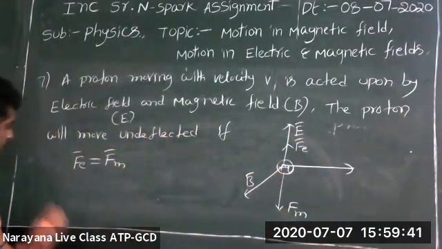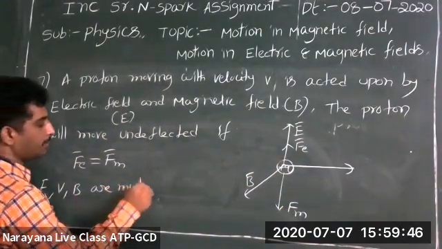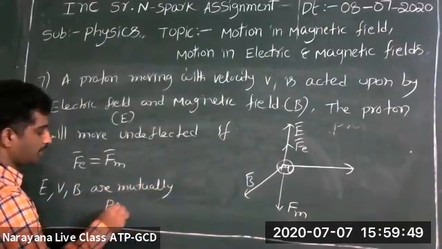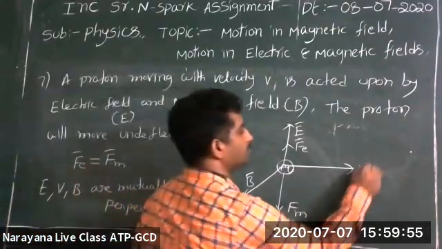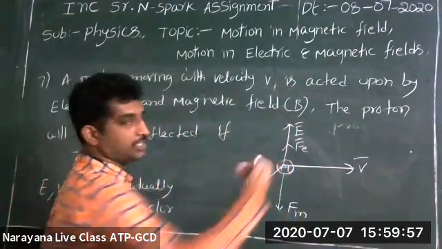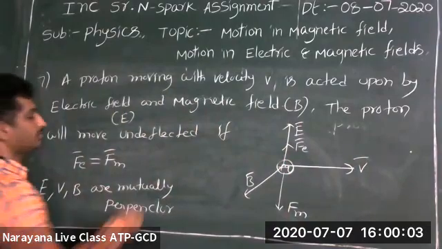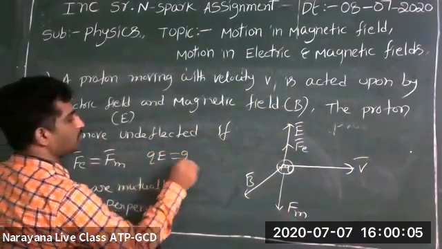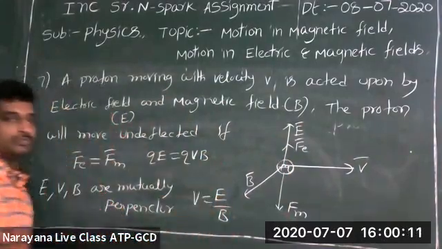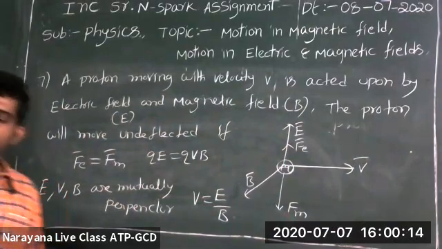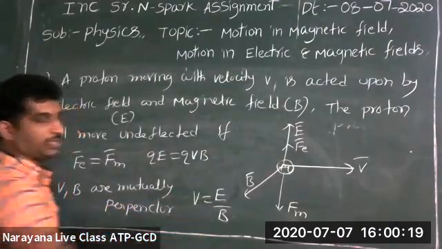Undeflected path. So E, V, B are mutually perpendicular. This is the V bar, E bar and B bar like this along Z axis. And these two are equal, so QE equal to QVB. So V equal to E by B also. This is the correct option: E, V, B are mutually perpendicular and velocity equal to E by B.